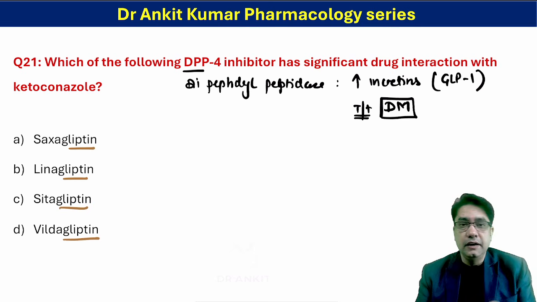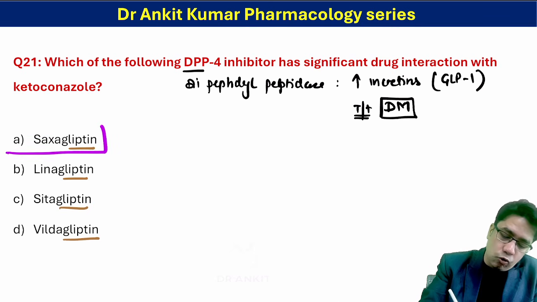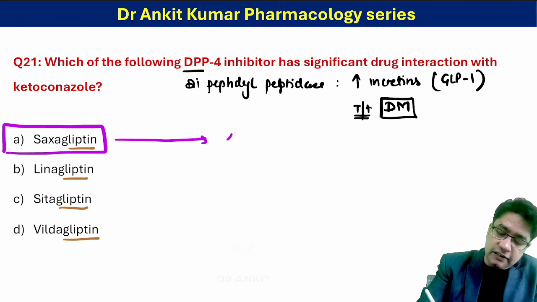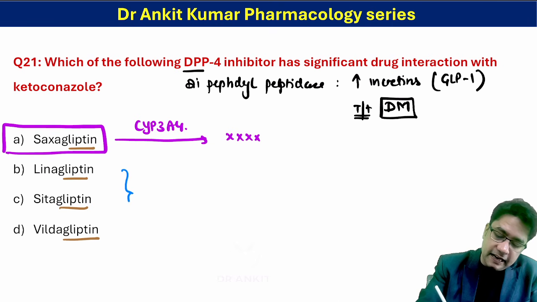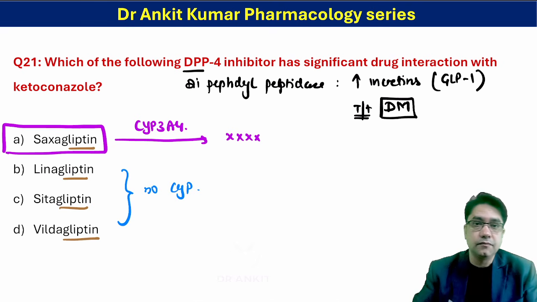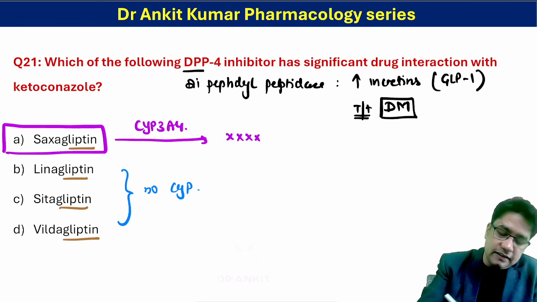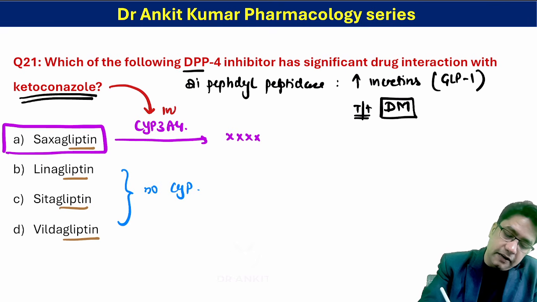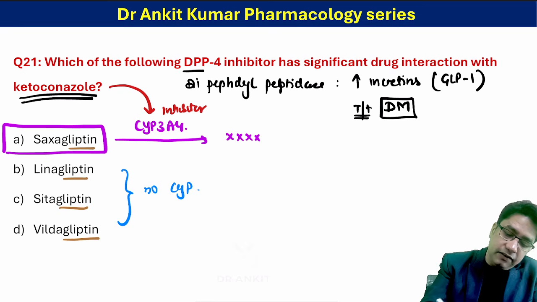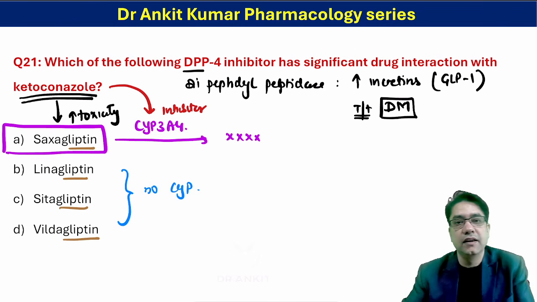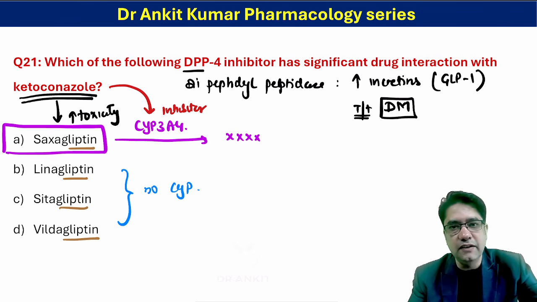Now, among them, saxagliptin is the only gliptin which gets degraded in our body by CYP3A4 enzyme. Agreed? No other gliptin has CYP interaction. Now, understand, we have discussed that ketoconazole is a CYP inhibitor. So if you inhibit CYP enzyme, then can we say ketoconazole will increase the toxicity of saxagliptin? So it is the only gliptin which undergoes CYP metabolism.